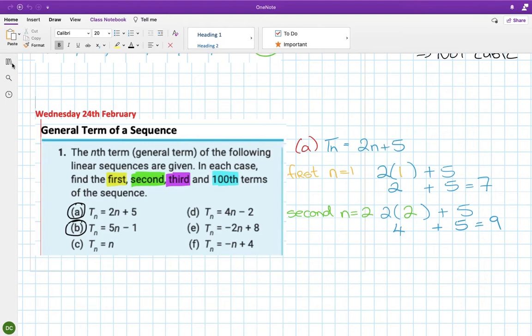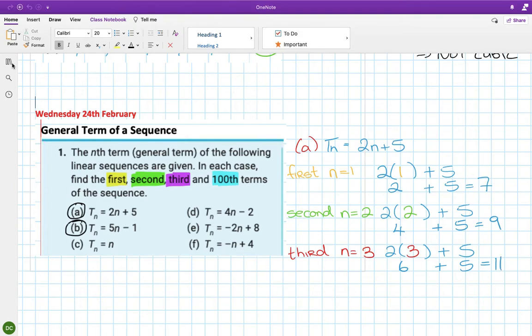The third one is the third term. So we let n equal 3. So this time we're going to replace the n with a 3. 2 bracket 3 means 2 multiplied by 3, so that's 6 plus 5, and 6 and 5 is 11.